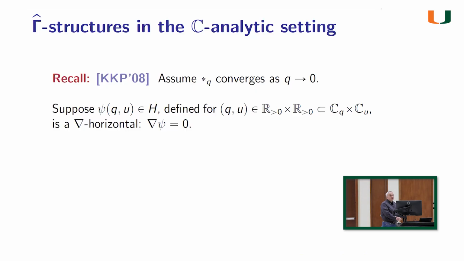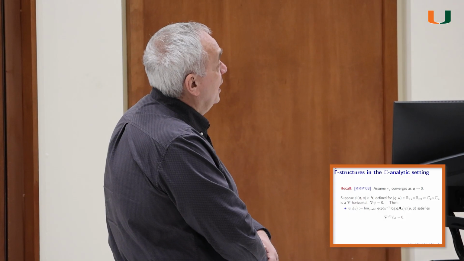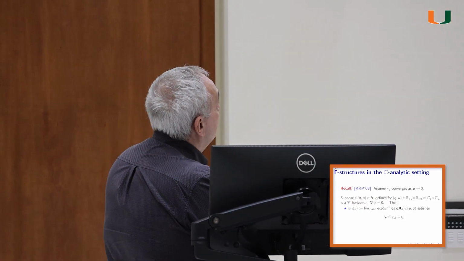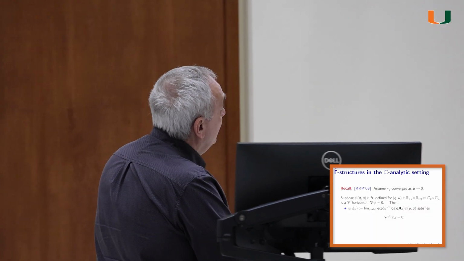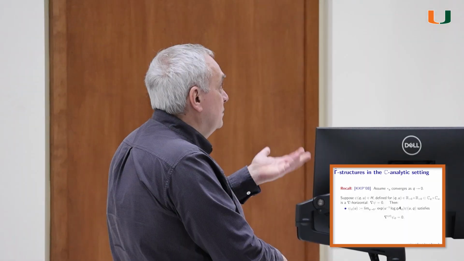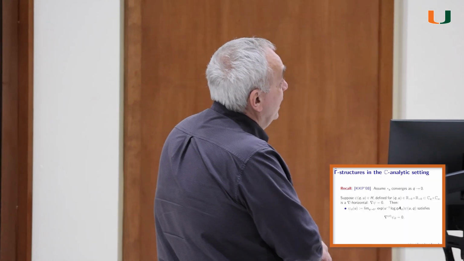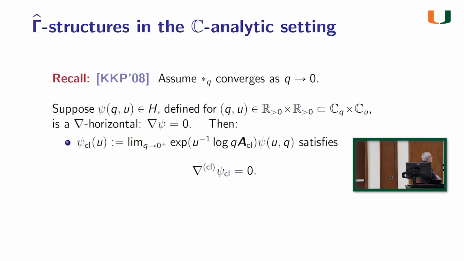And if you have a horizontal section for our connection on this sector, then we can gauge transform that section by the exponent of U inverse log Q times the classical A, and take the limit where Q goes to 0. This limit is well defined, and it's flat with respect to the classical connection.